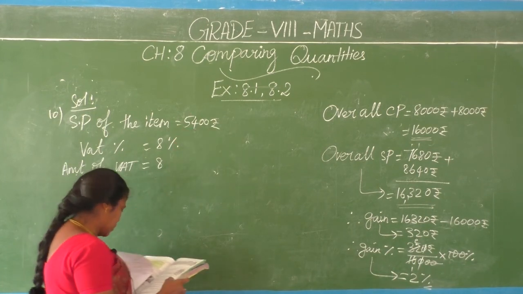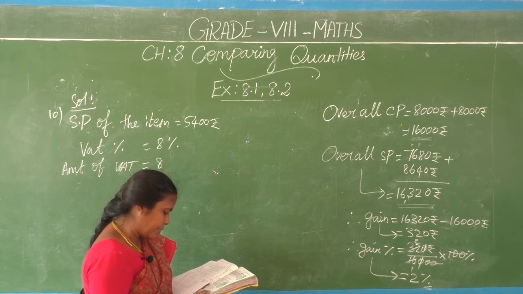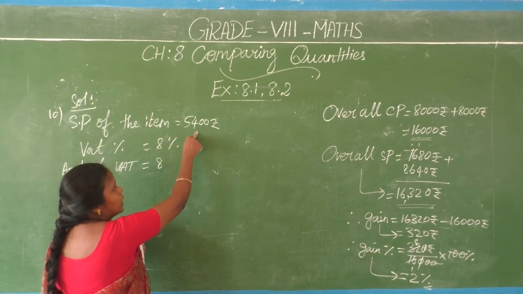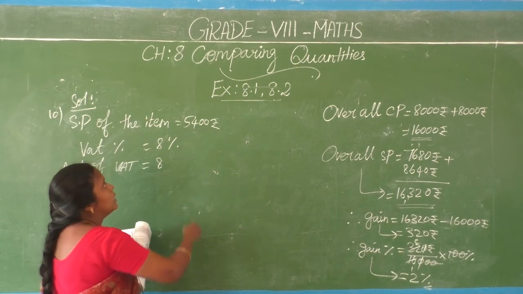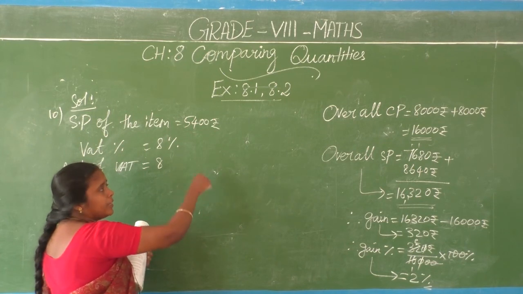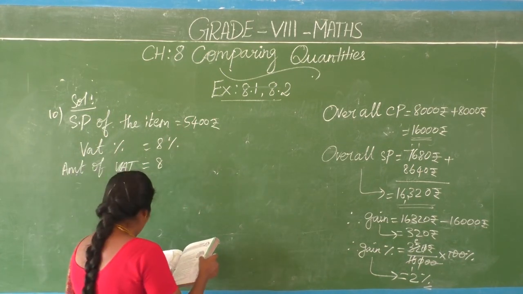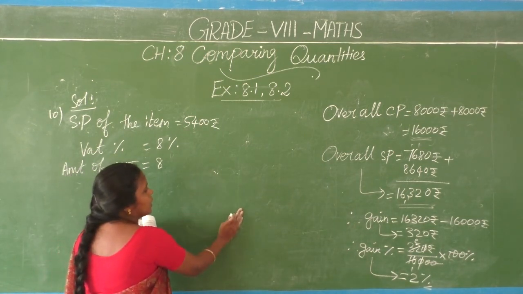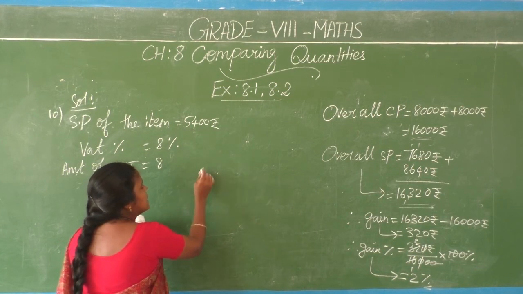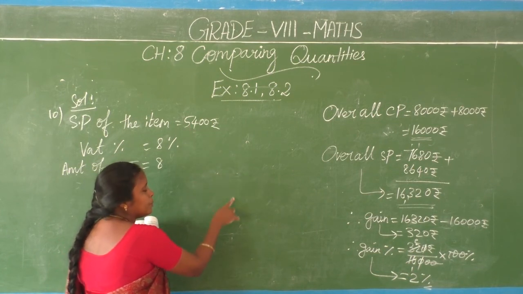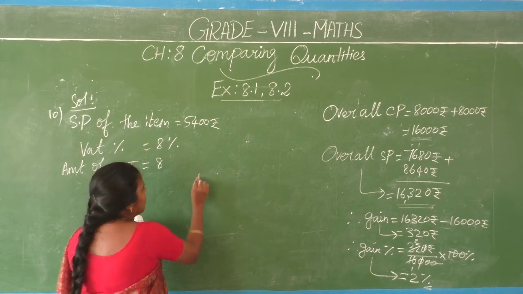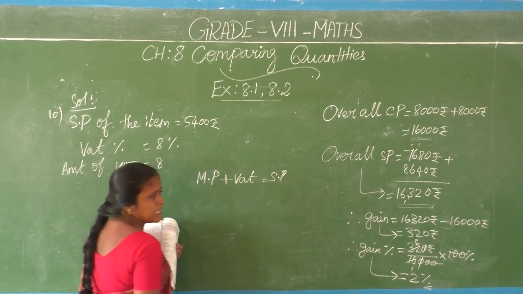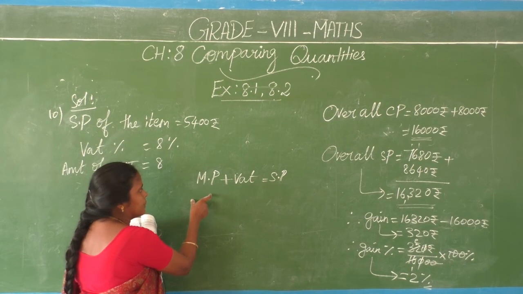See, listen to the question again. I purchased a hair dryer for 5,400 including 8% VAT. This is not the item cost only. It includes the VAT amount also. So without the VAT amount we have to find the cost of the item. We don't know the list price of the item. Actually, how does this SP come? List price is nothing but the marked price of the particular object. Marked price plus VAT amount is equal to sales price.